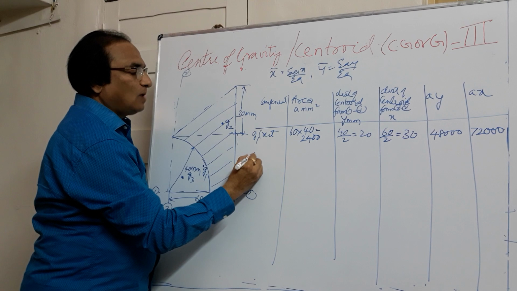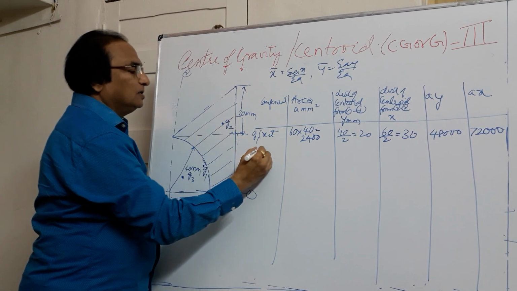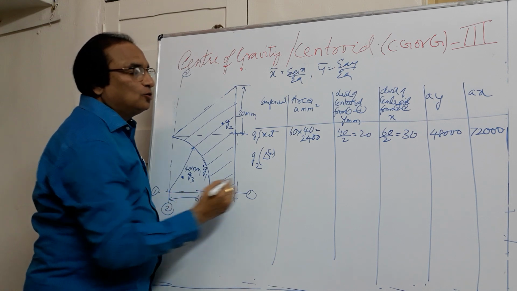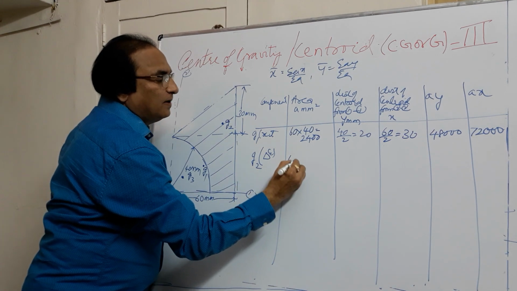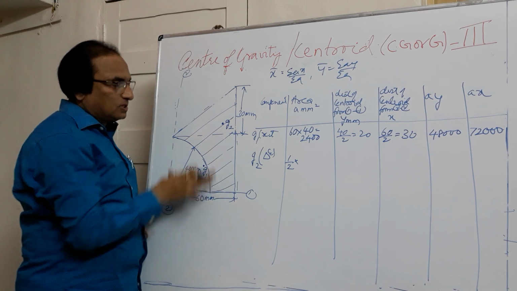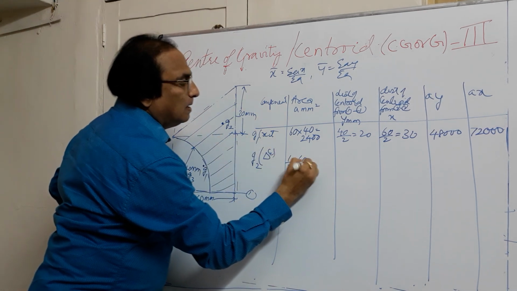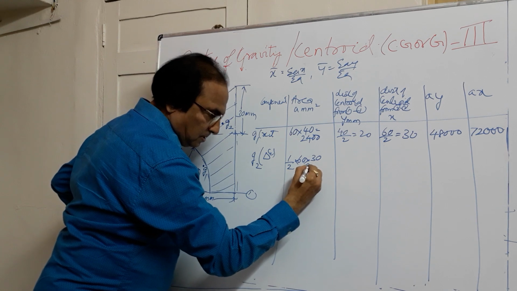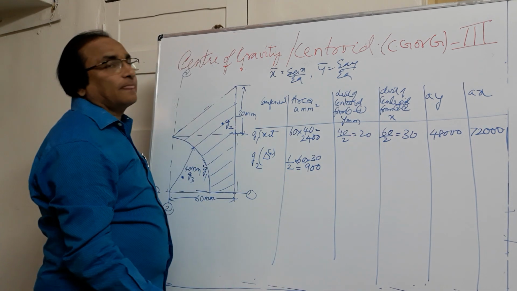To this we are going to add G2. What is G2? G2 is a triangle. What is area of triangle? Half into base into height. So half into this is a base which is equal to 60 mm, and height of the triangle is 30 mm. So this will be equal to 900 mm square.